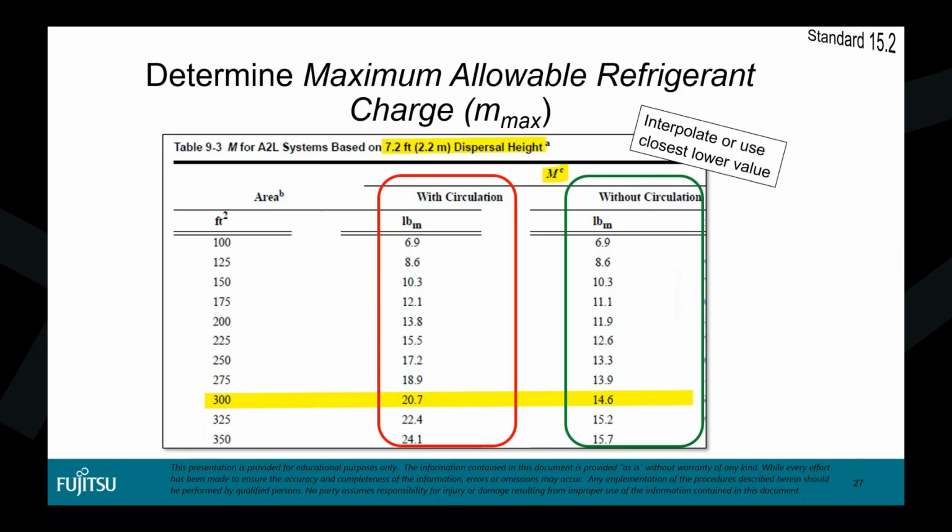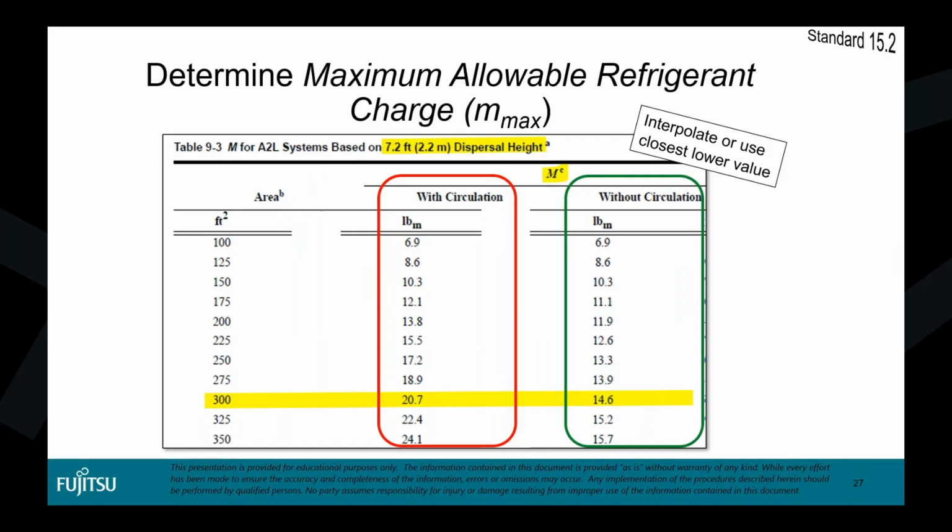Circulation is interesting because it doesn't really specify what circulation is. But it's circulating air, most likely from the equipment running the fans in the indoor unit. That would be circulation. I wouldn't think that putting a floor fan somewhere would be considered circulation, but the fans in the equipment should be that. If I don't have circulation, I go out a little further to the right and end up at 14.6. That is for the M factor without circulation.